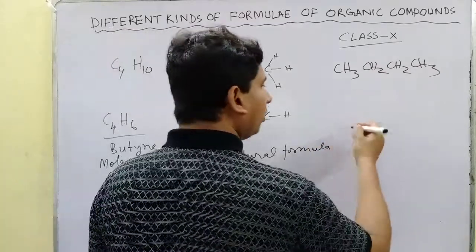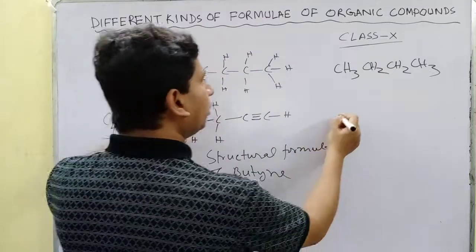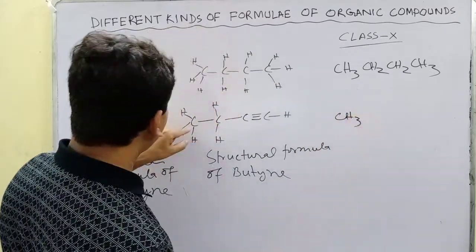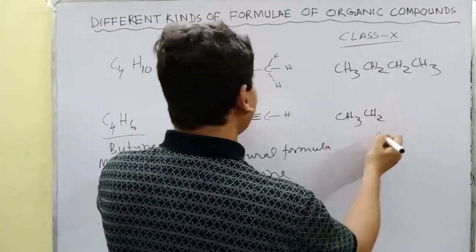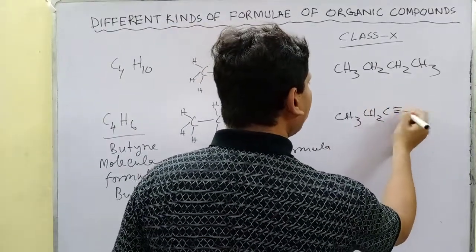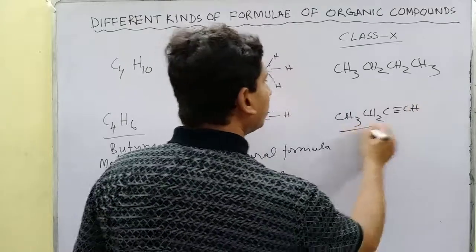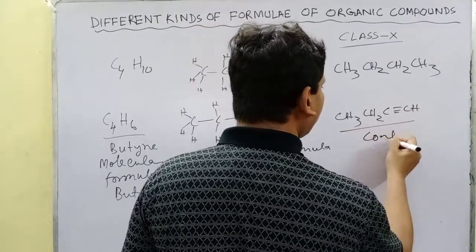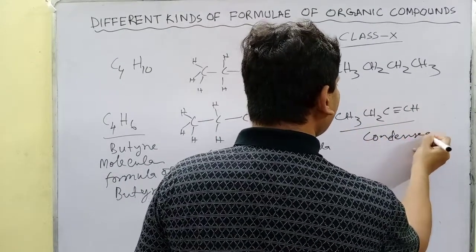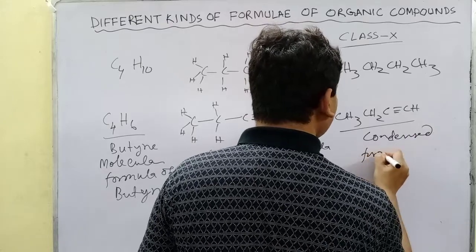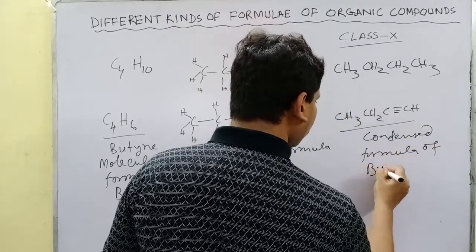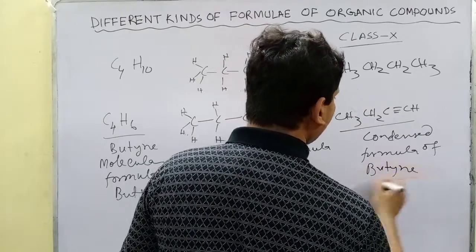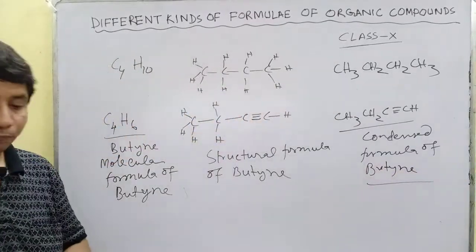And the condensed form is CH3, CH2, then C triple bond CH. This is the condensed form of butyne. Okay.